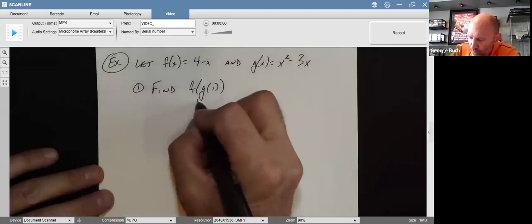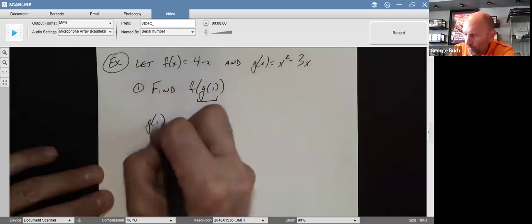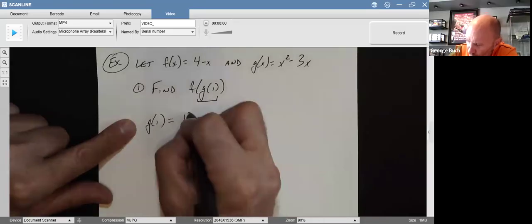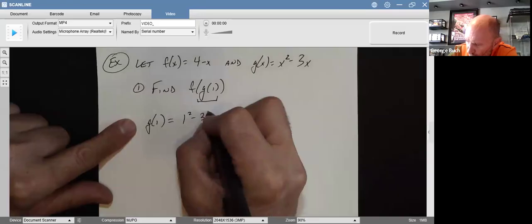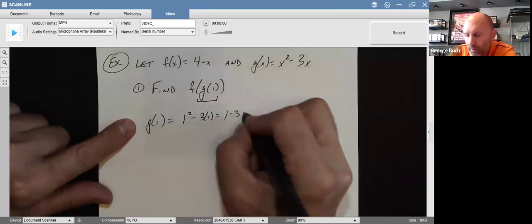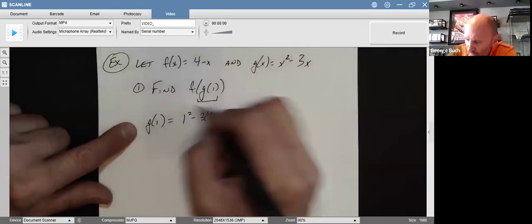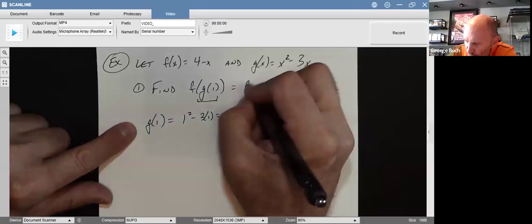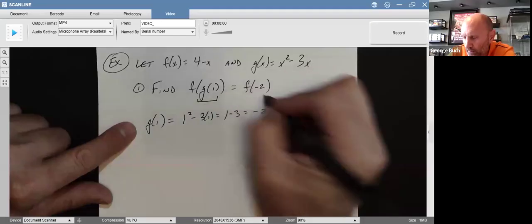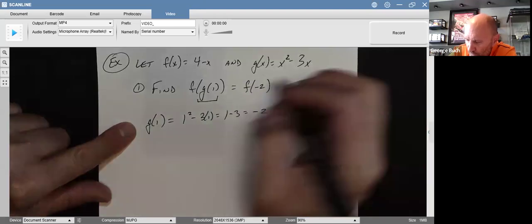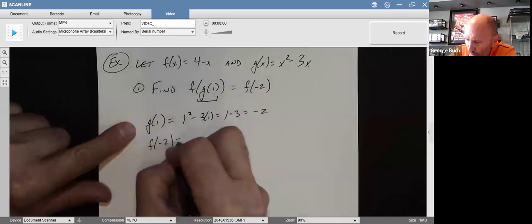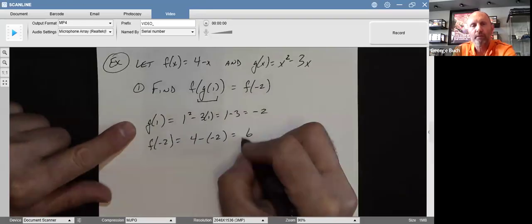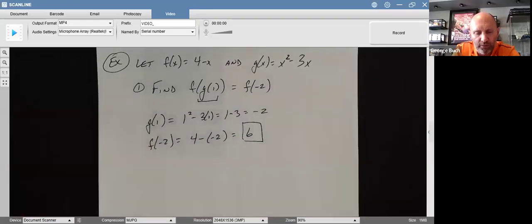First, what is g of 1? So I use the g function. G of 1 is 1 squared minus 3 times 1, which is 1 minus 3, which is negative 2. And so really what I'm being asked here is f of g of 1, but g of 1 is negative 2. So really what's f of minus 2 is what this thing is asking. So now if I calculate that, f of minus 2 is 4 minus a negative 2, which is 4 plus 2, which is 6. So your answer there would be 6.